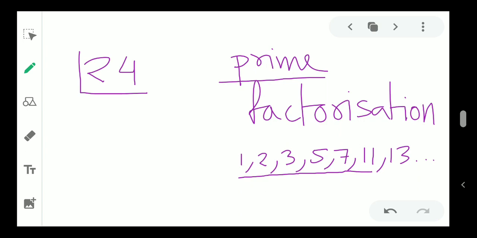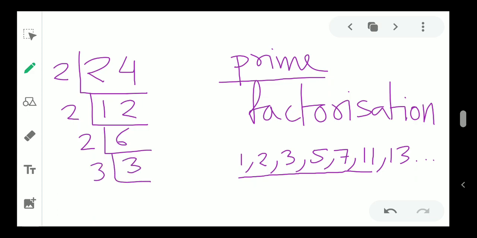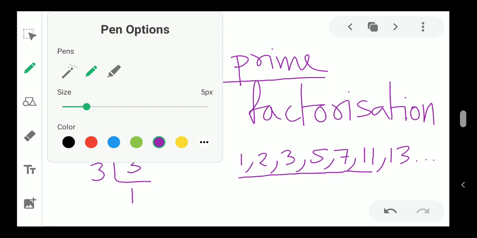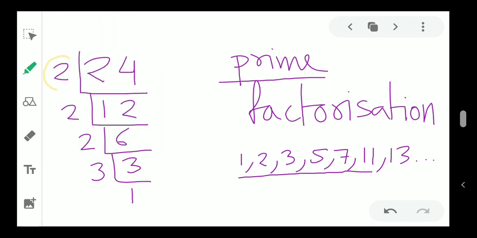So 24 is divisible by 2, so the result will be 12. Again it is divisible by 2, the result will be 6. Again it is divisible by 2, and the result is 3, and 3 is divisible by 3, and we have 1 here. So these terms which you are getting are called factors.